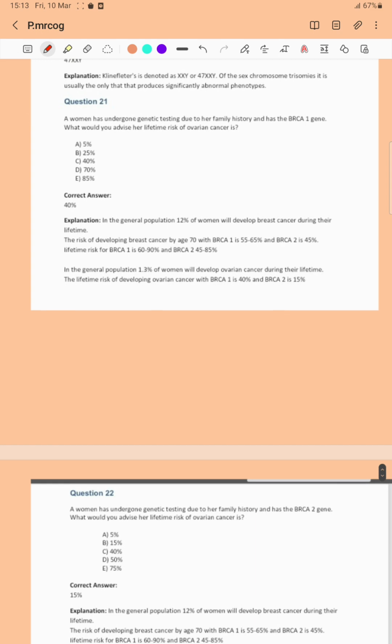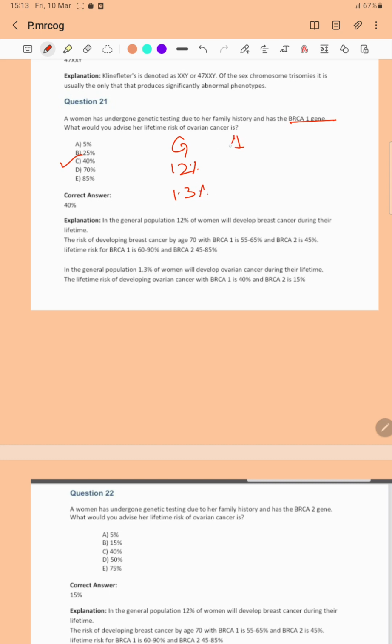Next question: a woman has undergone genetic testing due to her family history and has the BRCA1 gene. What would you advise of the lifetime risk of ovarian cancer? We have discussed previously that it is above 40%, and we know that in the general population, the risk of developing breast cancer is about 12%, and ovarian cancer about 1.3%.